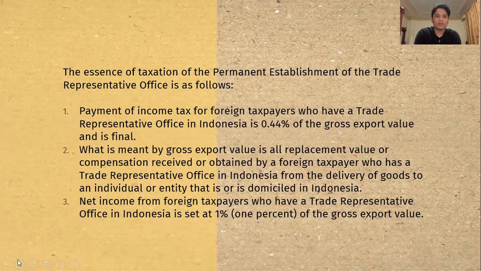The essence of taxation of the permanent establishment of the trade representative office is as follows. First, payment of income tax for foreign taxpayers who have a trade representative office in Indonesia is 0.44% of the gross export value and it is final. Second, gross export value means all replacement value or compensation received or obtained by a foreign taxpayer who has a trade representative office in Indonesia from the delivery of goods to an individual or entity that is or is domiciled in Indonesia. And the last one, net income from foreign taxpayers who have a trade representative office in Indonesia is set at 1% of the gross export value.